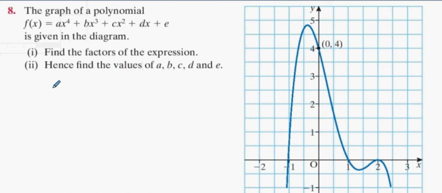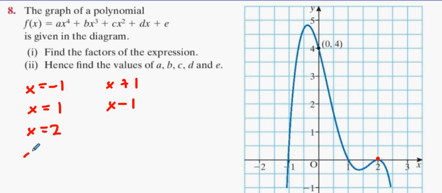Alright. So x bar means you have x equals minus 1, which will imply x plus 1. x equals 1, which means x minus 1 is a factor. 2 hits twice. See the way it touches it and comes back? So you're going to have x equals 2 twice.